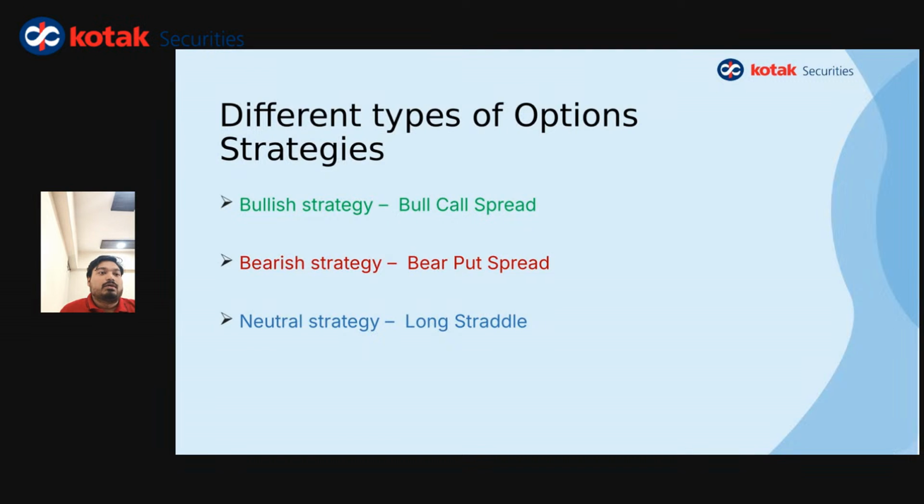So, as I mentioned, I would be explaining three strategies. The first strategy, the bullish strategy, is the bull call spread strategy. The second is the bearish strategy, which is the bear put spread strategy. And the third, the neutral or non-directional strategy, which I told you would be the long straddle strategy. I would also be telling you in which scenarios, which strategy one should use or apply.